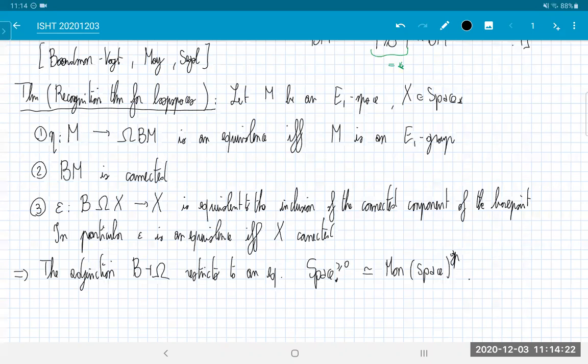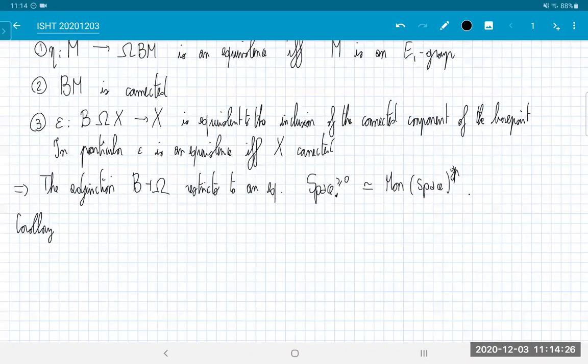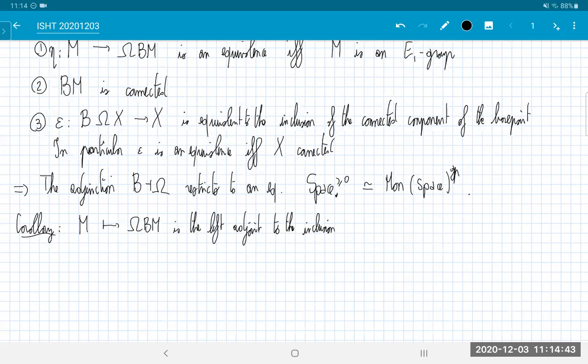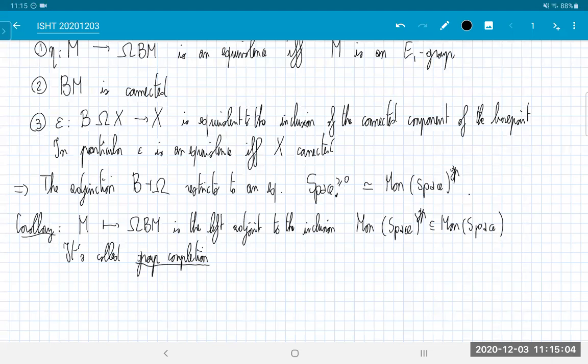Okay. Oh, and actually, let me put a corollary here that says that the functor sending M to ΩBM is the left adjoint to the inclusion of group spaces inside spaces, and it's called group completion. It's sometimes written M^gp for this reason. So if you want, it's formally inverting all elements of M, morally. So just an immediate consequence from the theorem.